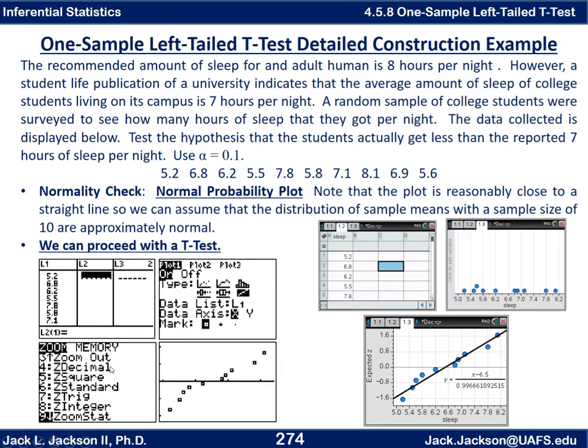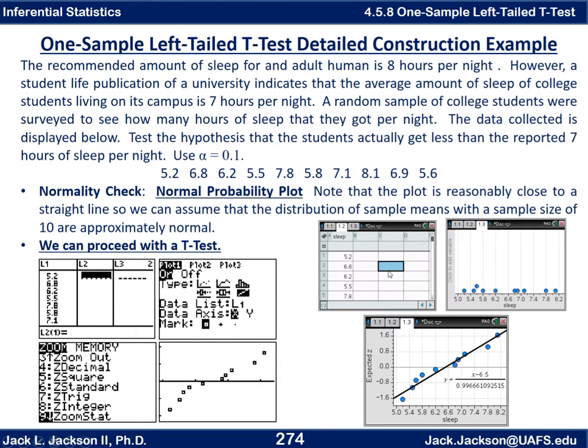I typically use this. And then to get a look at the graph, do a zoom 9, which is zoom stat. You can either arrow down to the 9th one and hit enter, or if you know it's 9, you could just press the zoom button and 9. And we get a graph here, and we see that the points are reasonably close to a straight line, and so that tells us that this data is close enough to being normal that we can go ahead with a sample size of 10 and assume that our distribution of sample means is normal.